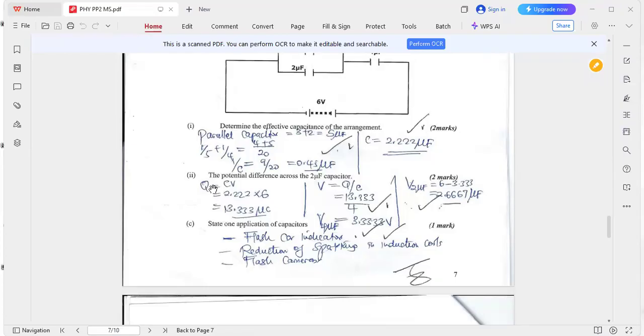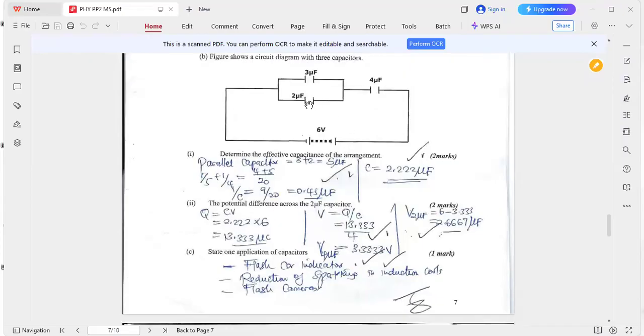Roman 2, we are asked to find the PD, potential difference, across the 2 microfarad capacitor, this one here. So first of all, we need to know how much charge is moving in this circuit. So the total charge Q is given by CV. Our C is 2.222 and V is 6 volts. So we get the total charge to be 13.33 microcoulombs.